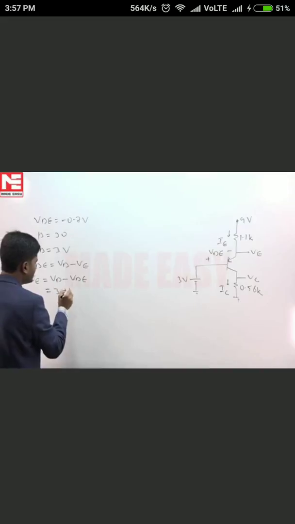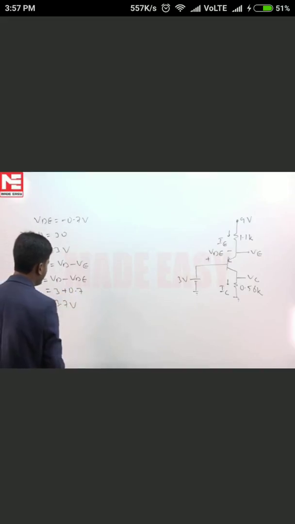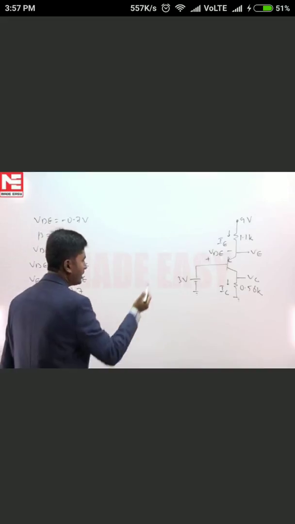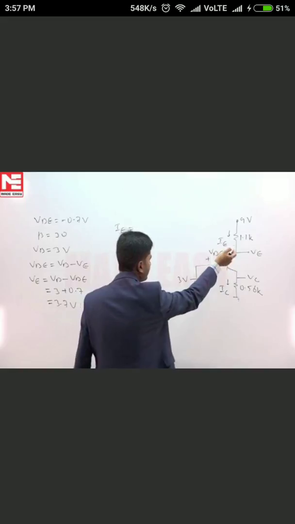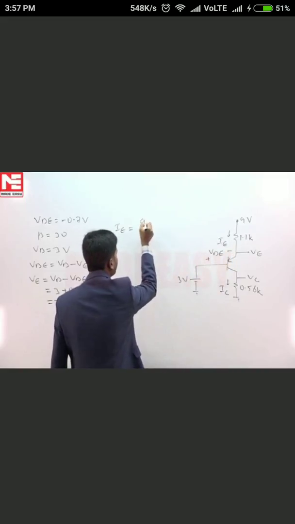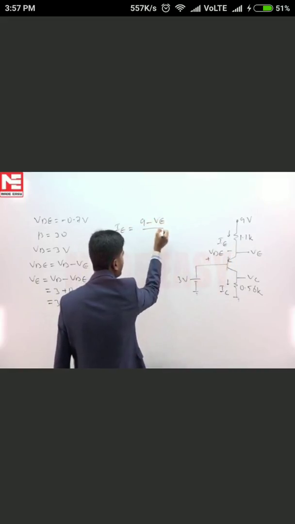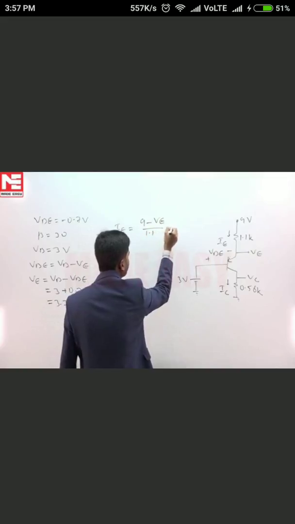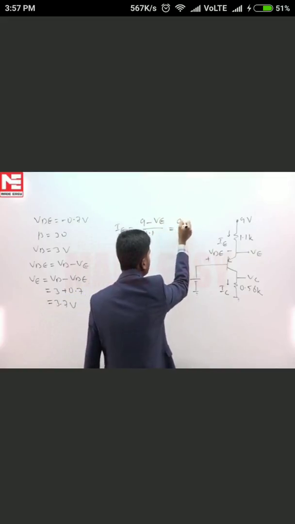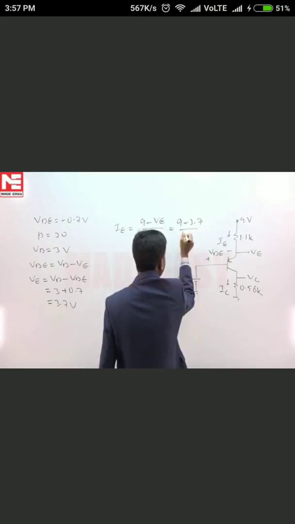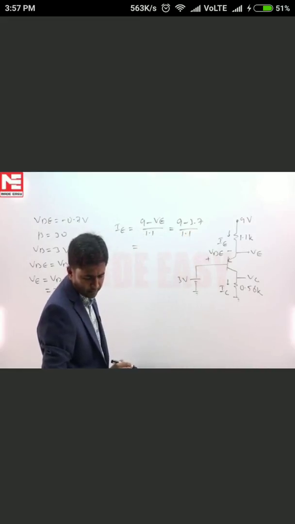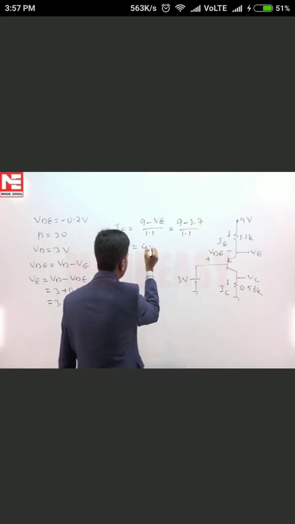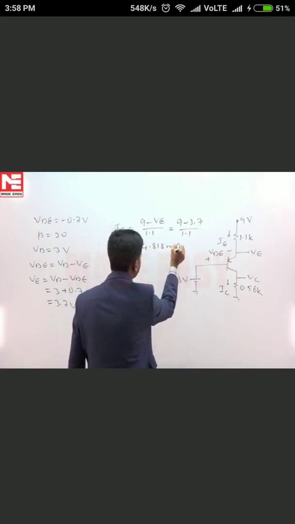So minus into minus becomes plus 0.7, and that will be 3.7 volt. And then you can calculate emitter current, which is the current passing through this 1.1k resistor. It will be 9 minus emitter voltage divided by 1.1k. It will be 9 minus 3.7 divided by 1.1. And if we calculate this I, it will be 4.818 milliampere.